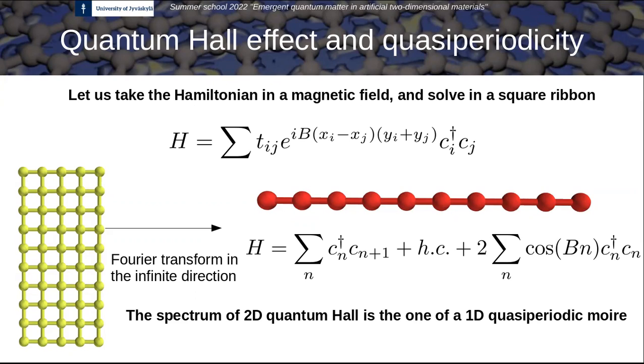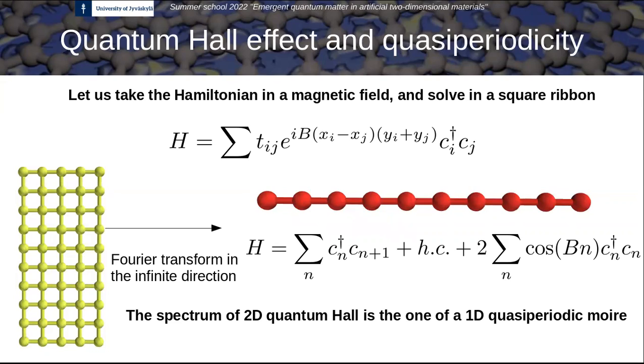Then, since you still have translational symmetry in the x direction, you can do a Fourier transform in the x direction. And of course, you are going to have a unit cell that has a certain number of sites as you have in the width of your ribbon. And as I go from here to there, I'm just tilting the system so that it is easier to see. If you now think about how your Bloch Hamiltonian is, once you do the Fourier transform in the x direction, what you actually get is that the Bloch Hamiltonian essentially takes this form. So it's first neighbor hopping between your sites, which is the same first neighbor hopping that you had in the y direction, but now there's an on-site energy that changes as you go in the y direction, and it changes as cosine of bn, where b is the magnetic field.